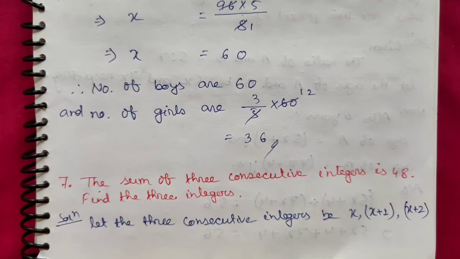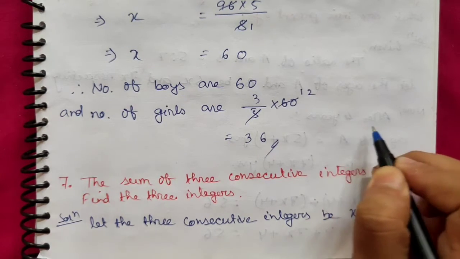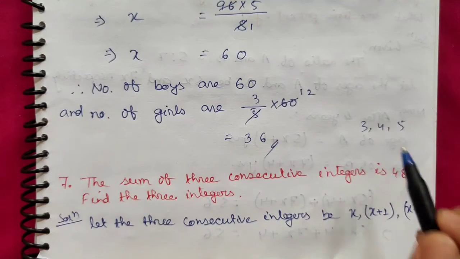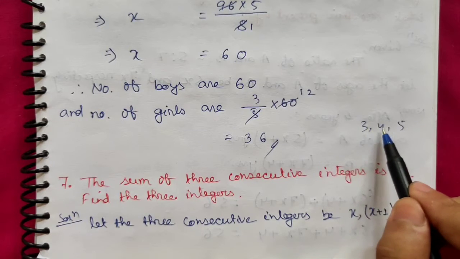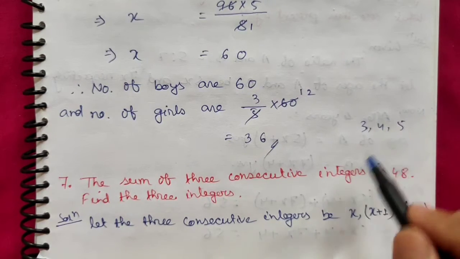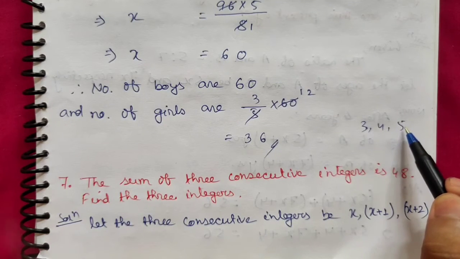One after another. Suppose I have written three integers, say 3, 4, 5. Here I know this is integer 3, this is 4. If I know the first integer, then the next consecutive integer will be 4, and the next integer will be 5.